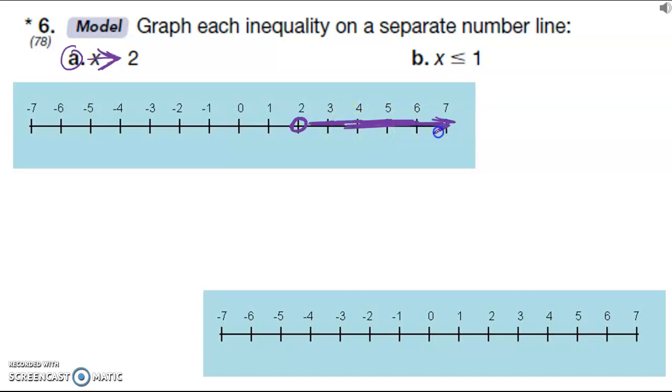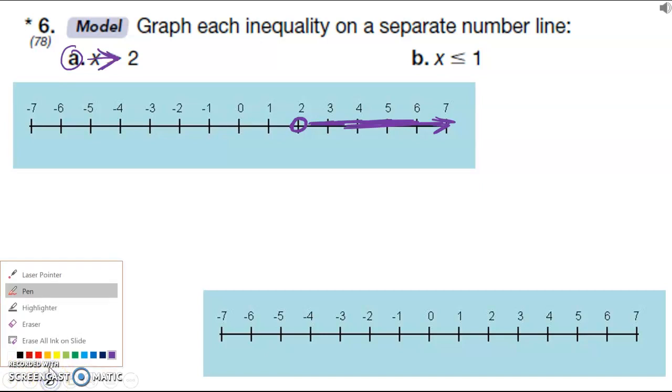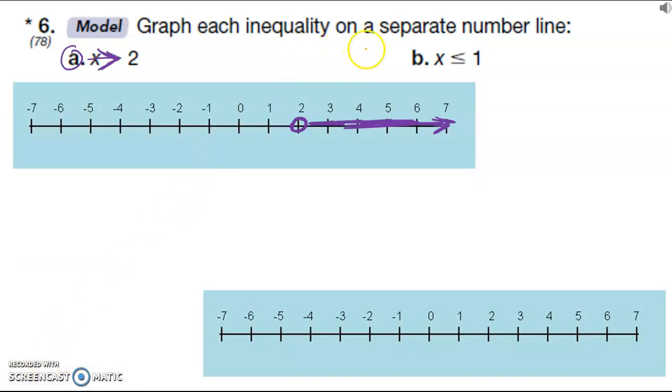Let me get a different color for B. Let's try orange. So this one says x is less than or equal to 1. Since it's less than or equal to 1, do I fill it in or do I keep it open? I fill it in because it says equal to. And this arrow tells me which direction to go. I'm going to fill in this way, put my arrow on the end.